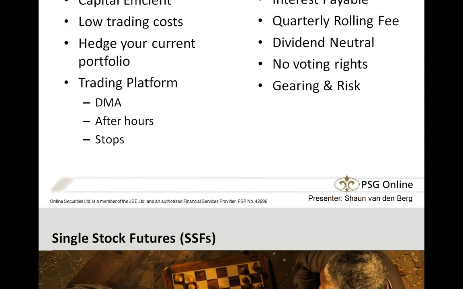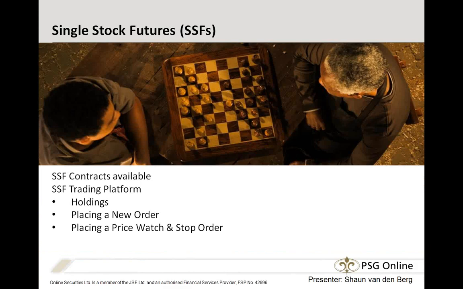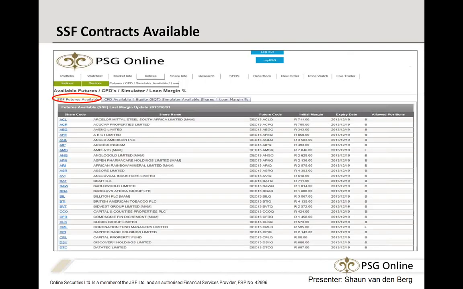Okay. So let's talk about the contracts available and things like that. As I say, we're talking about the top 100 companies, the top 40, and then the next 60 companies by market cap. Once you've registered on the website, you need to register for a single stock futures account. Even though you might have an equity account, you still have to open up a separate single stock futures account because the risks are separate. There's a separate mandate you have to sign and things like that. However, if we've got your FICA, we don't have to do your FICA again.